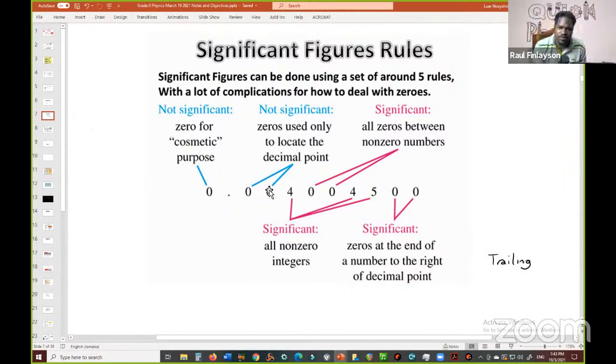Zeros in front of a number are never significant. That's pretty much a rule they're trying to cement here, as you can see on the screen. But other than that, zeros between significant figures are significant. Zeros that are trailing once there's a decimal point are also significant. So that's a rule.